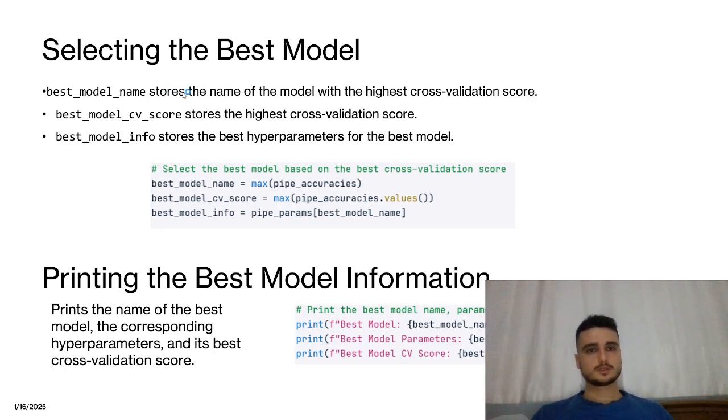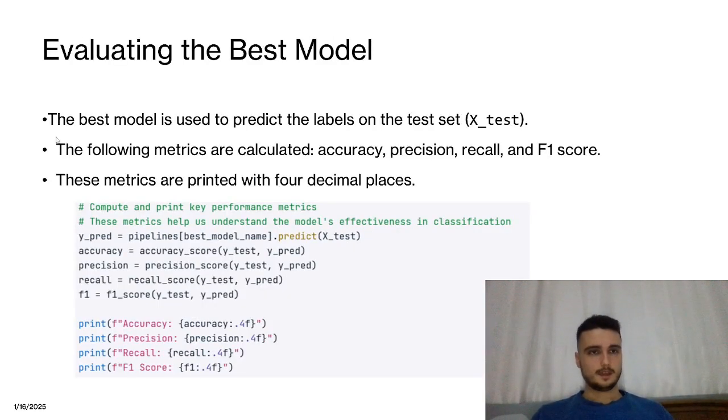Selecting the best model. Best model name stores the name of the model with the highest cross-validation score, best model CV score stores the highest cross-validation score, and best model info stores the best hyperparameters for the best model. Printing the best model information: the name of the best model, the corresponding hyperparameters, and its best cross-validation score.